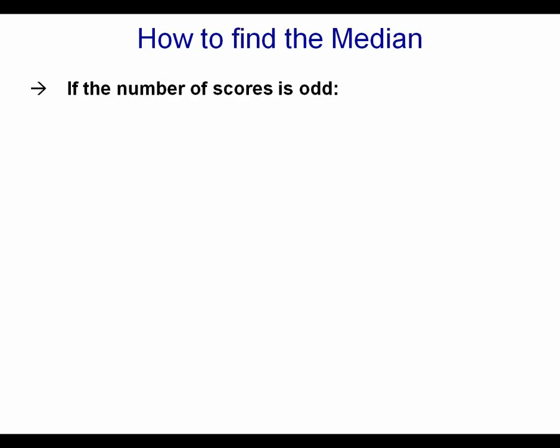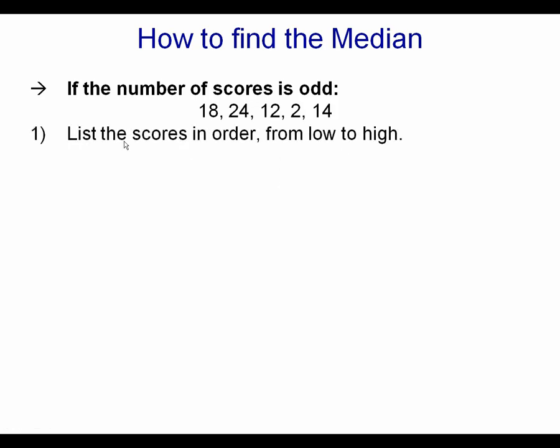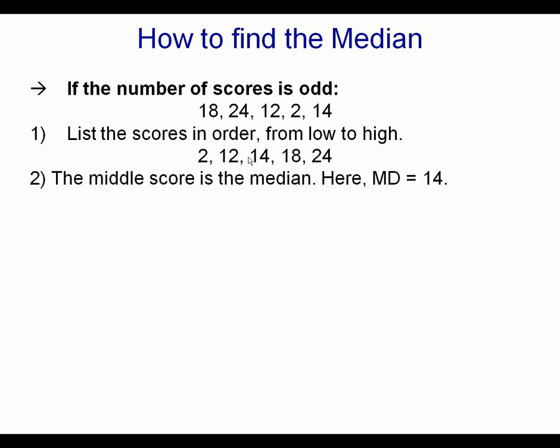If the number of scores is odd, so in other words, if we have five x values, 18, 24, 12, 2, and 14, this is what we do. We list the scores from low to high. And don't forget, this is just like a recipe. Just follow this recipe each time. So we line them up: 2, 12, 14, 18, and 24. And the middle score right here is the median. So MD, or median, equals 14.